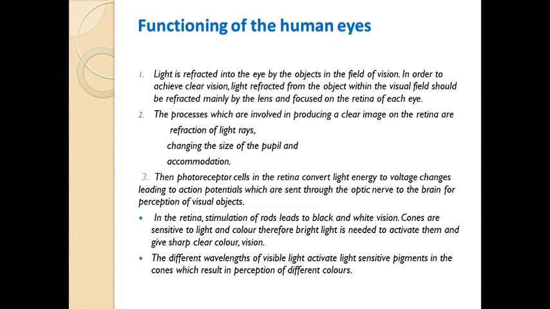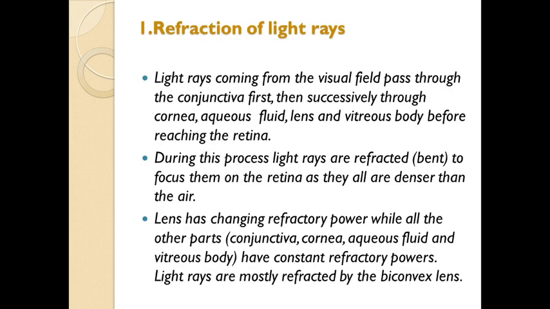In order to achieve a sharp, clear color vision, cones should be activated. For that, bright light should be present. The different wavelengths of visible light activate light-sensitive pigments in the cones which result in perception of different colors. That means when red light is present, the red light can stimulate the cones which are sensitive to red. So then red can be perceived by the brain. Likewise that happens.